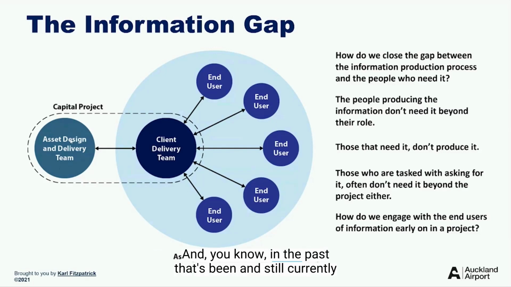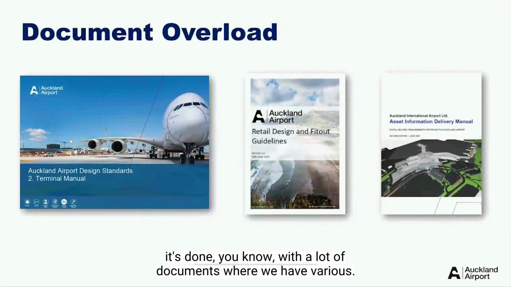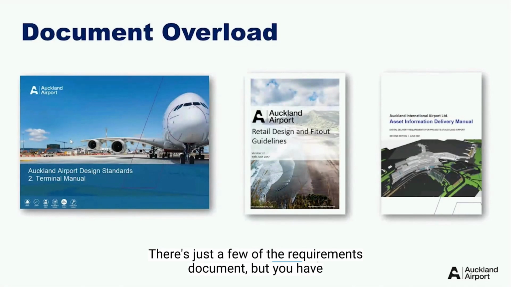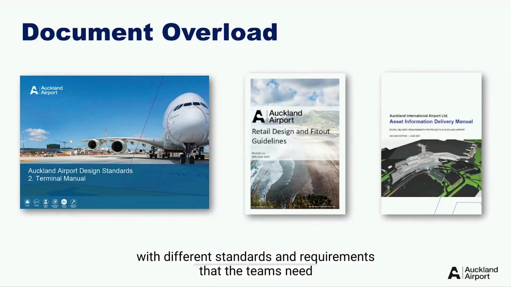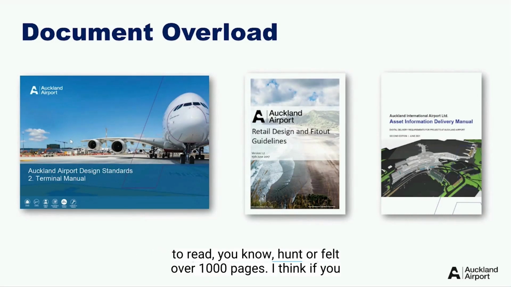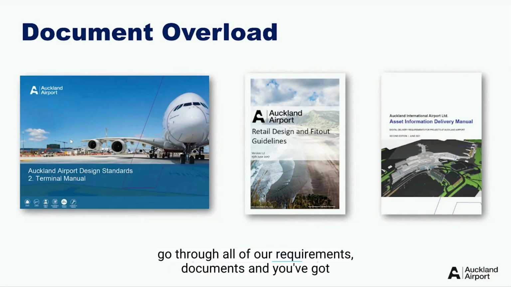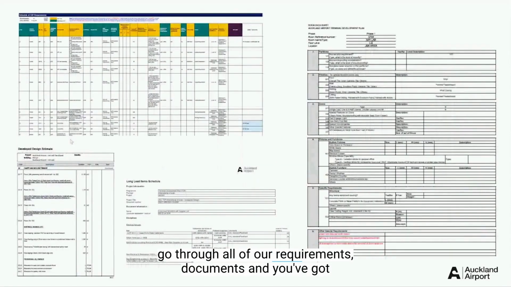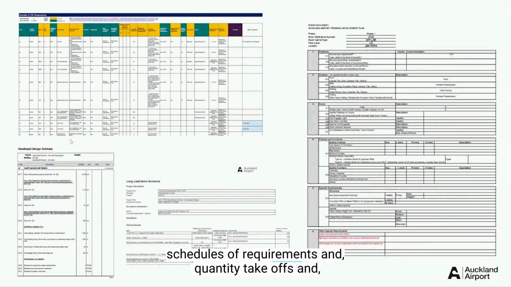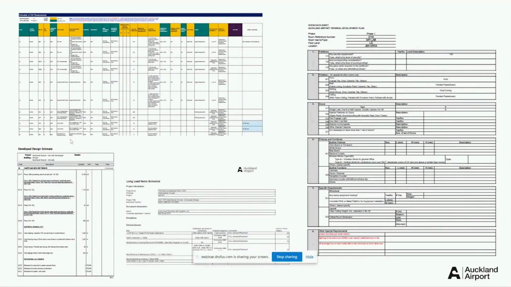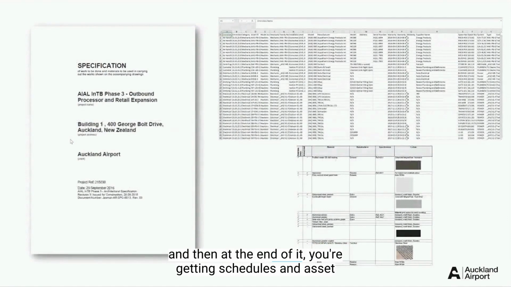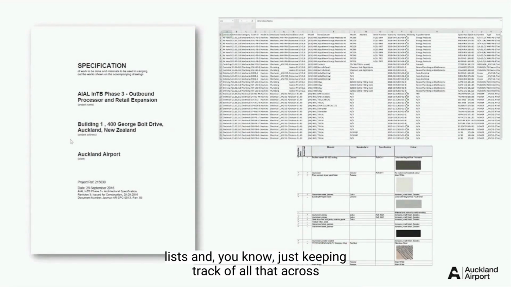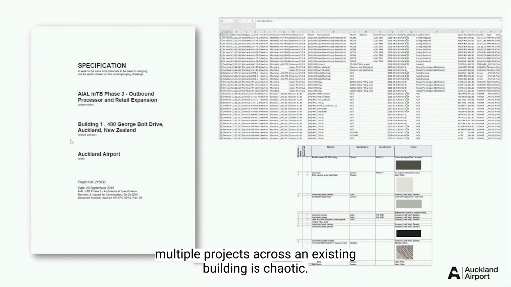In the past, and still currently, that's been done with a lot of documents. These are just a few of the requirements documents, but you have document overload, where you've got people from across the business with different standards and requirements that the teams need to read, over 1,000 pages, I think, if you go through all of our requirements documents. And then you've got schedules of requirements and quantity takeoffs and room data sheets, and it's just information overload. And then at the end of it, you're getting schedules and asset lists, and keeping track of all that across multiple projects across an existing building is chaotic.